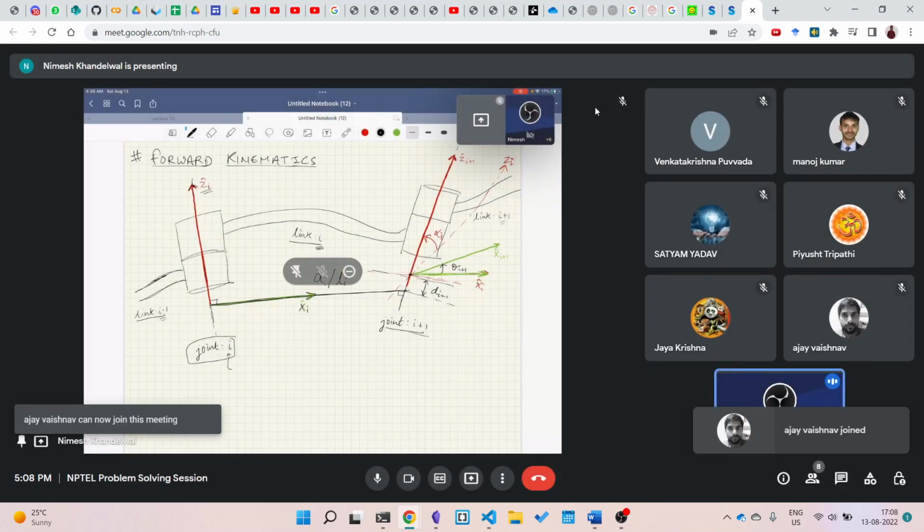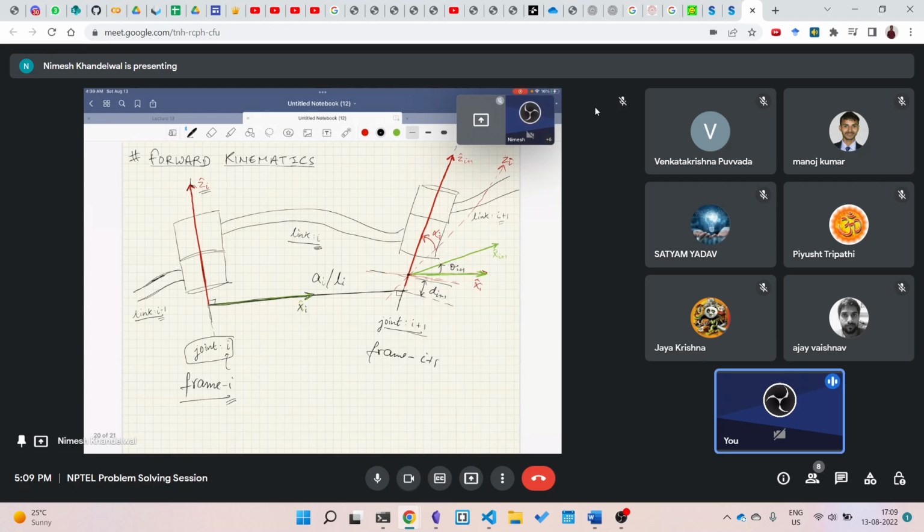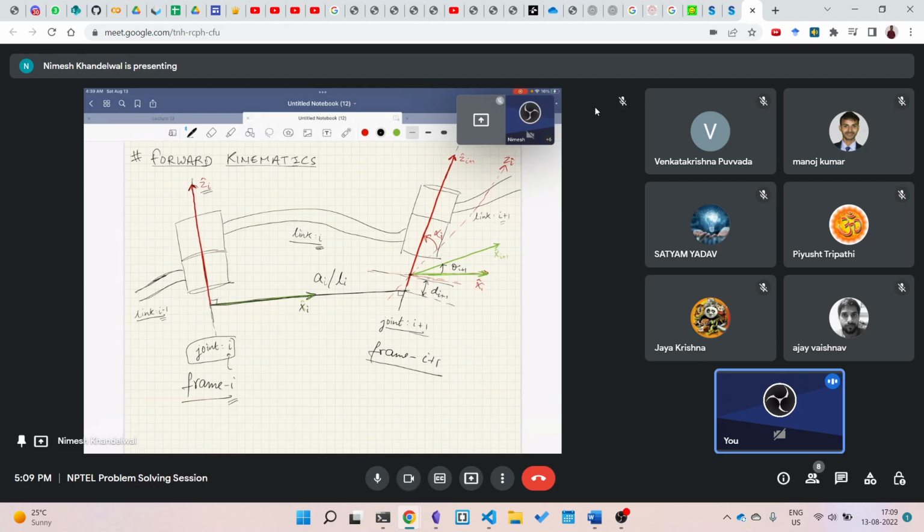If we want to go from frame I, at joint I we have assigned frame I, and at joint I plus 1 we have assigned frame I plus 1. So from frame I, what transformations should I do so that the ith frame coincides with the I plus 1th frame? Do you get it?